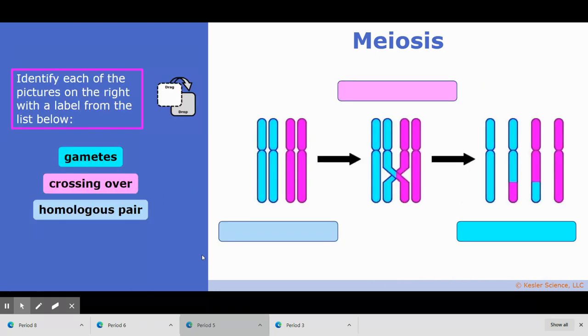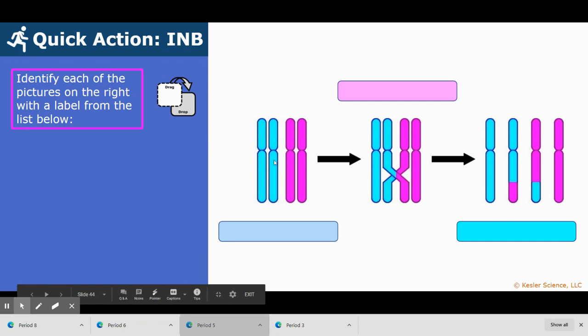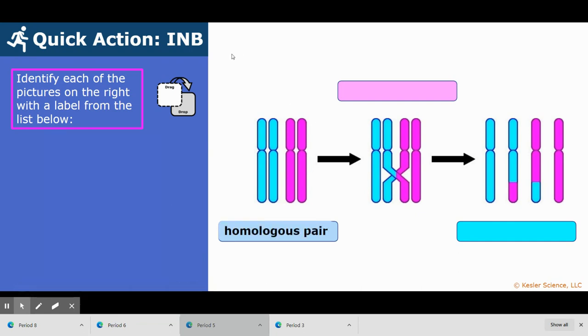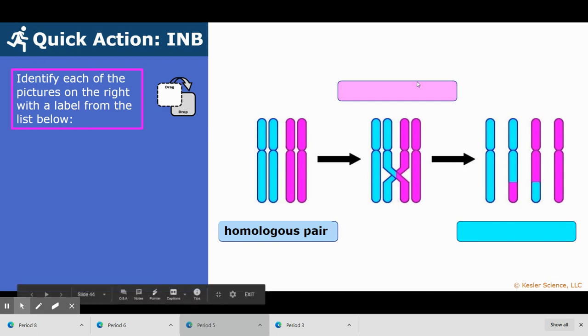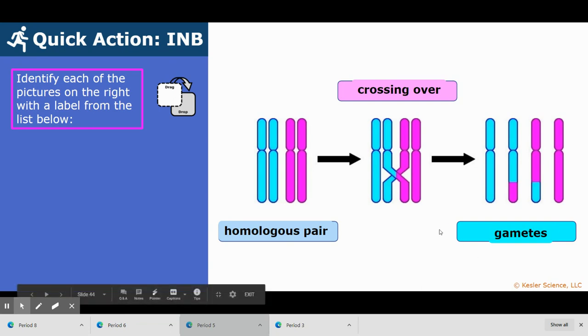So now you're going to click and drag and move the names to indicate what the picture is showing. So you should pause the video and do this activity now. Okay, so this first picture is showing a pair of chromosomes here. So that's our homologous pair. And then you can see when they make this little X shape next to each other, that's showing crossing over. And then here at the end, we've got our four new, they're representing the gametes or what would end up in the gamete cells.